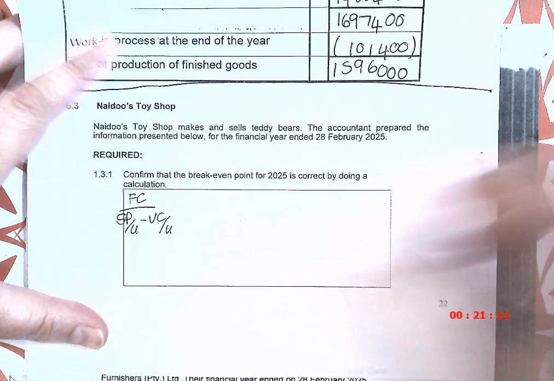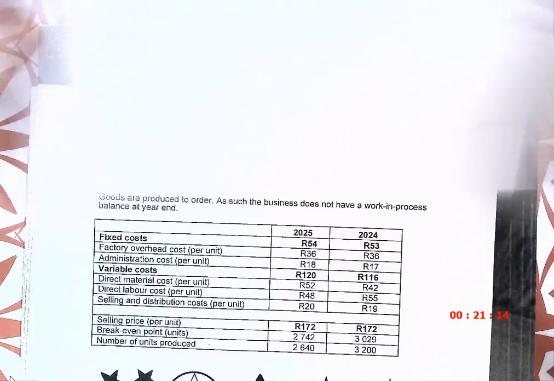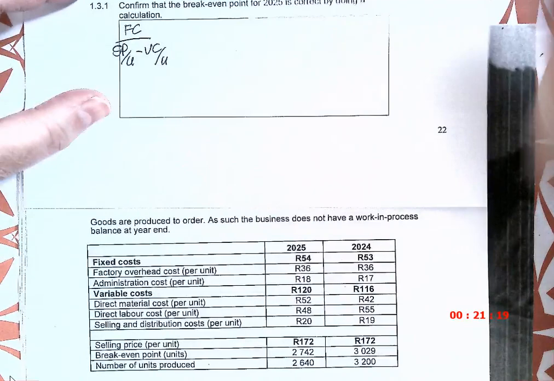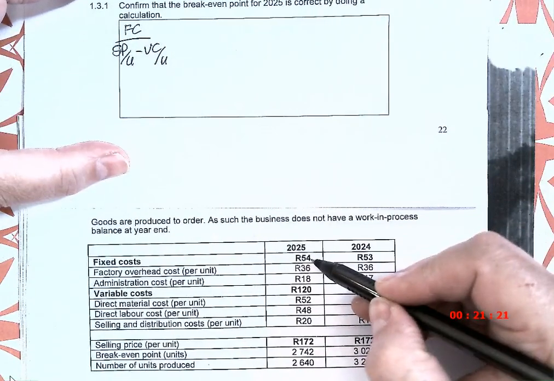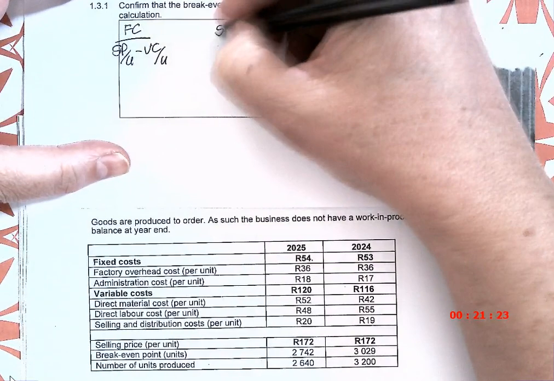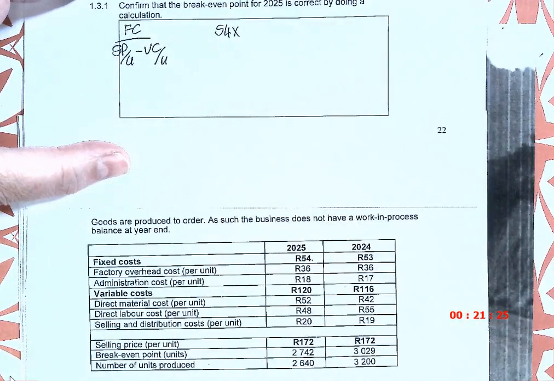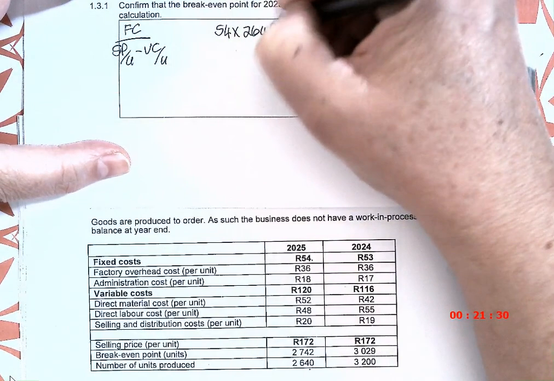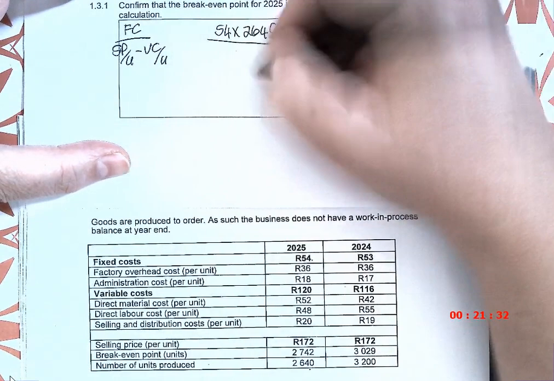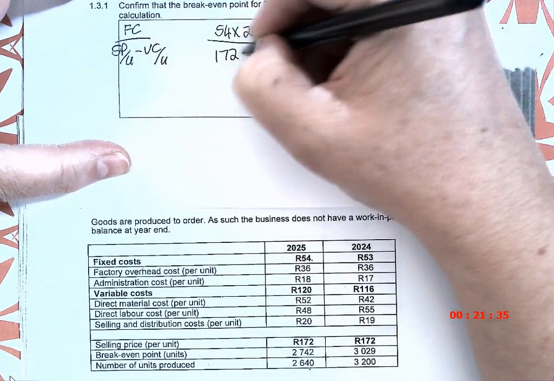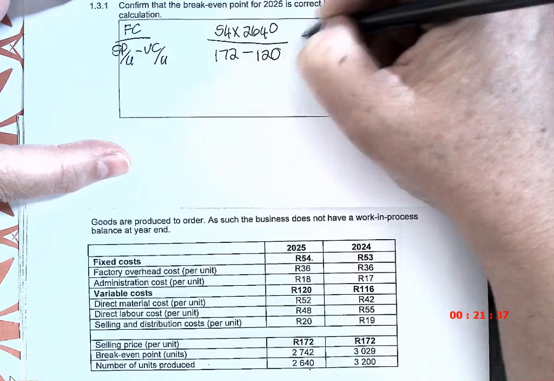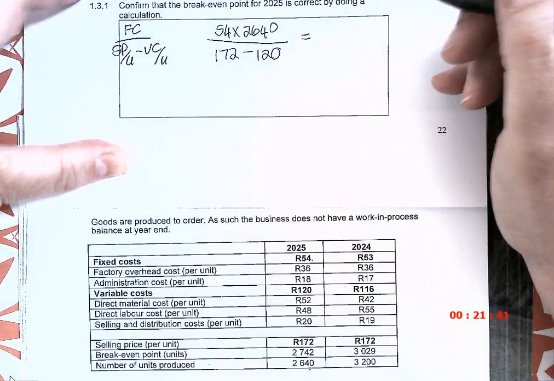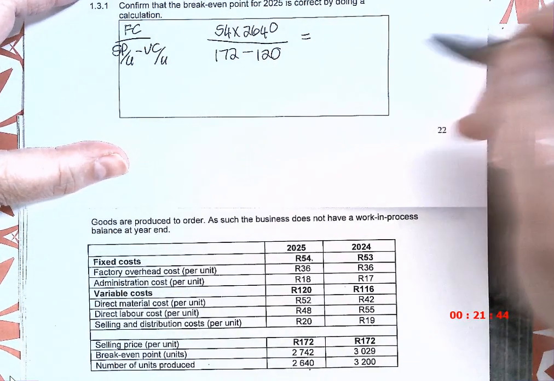So I want the fixed cost over selling price per unit less variable cost per unit. So if I look here, I see the fixed cost. They didn't give me the total fixed cost. They gave me the per unit. So that 54 I need to times with the number of units produced, 2,640. Selling price per unit, they give me. Variable cost, they give me. So what is my fixed cost?